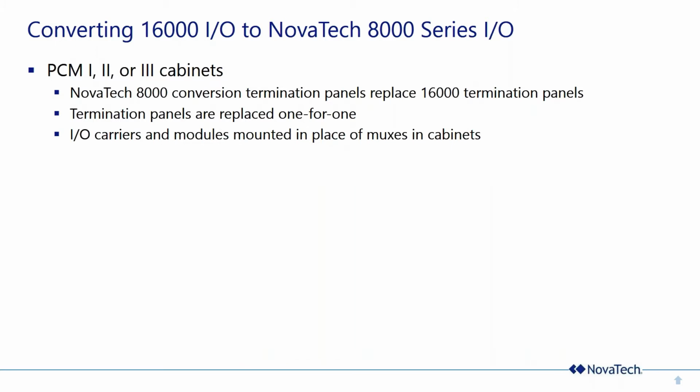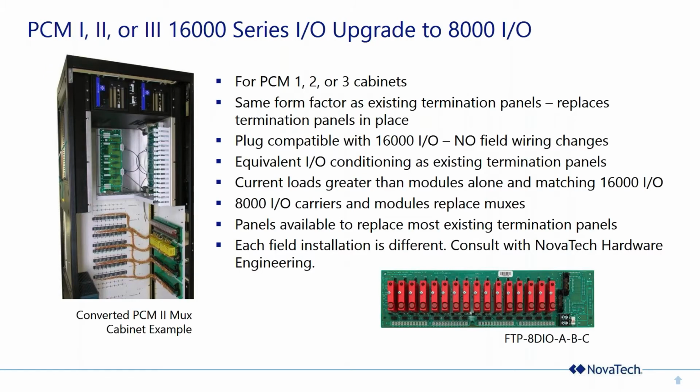So converting it, you've got PCM 1, 2, and 3 cabinets all using 16,000 I/O, and there are differences between them. And we have solutions for all 3 types of cabinets and the termination panels used in PCM 1, 2, and 3 because they also have changed. So basically, we stay with the termination panel architecture. So there are new termination panels, the one shown at the bottom right, to work with 8,000 I/O. And instead of 5 volts, for example, on 16,000, in some places the 8,000 I/O uses 24 volts.